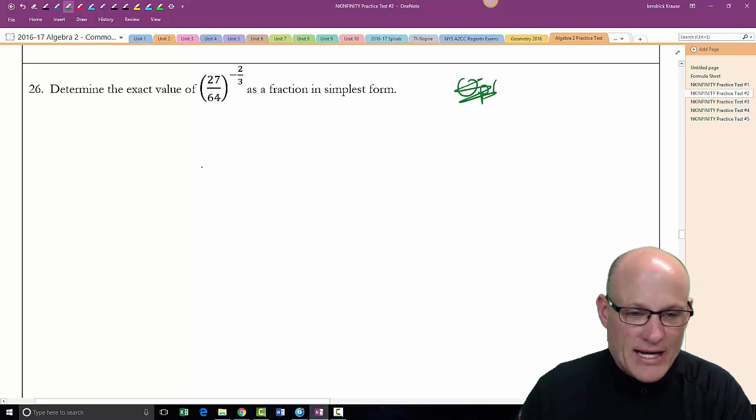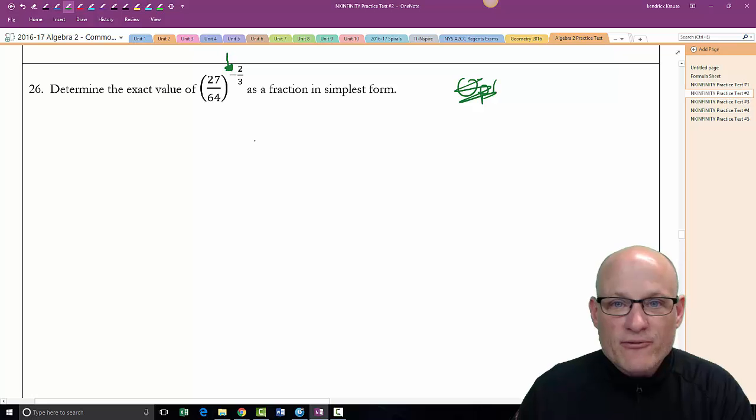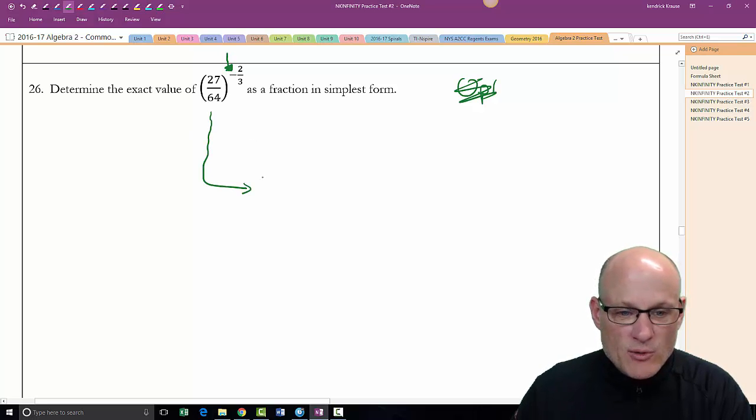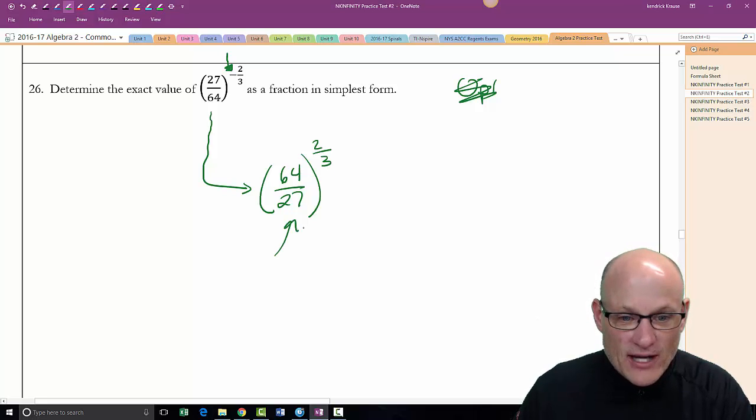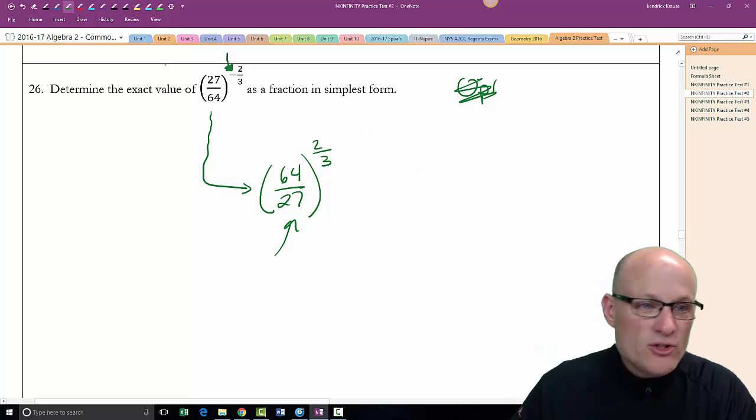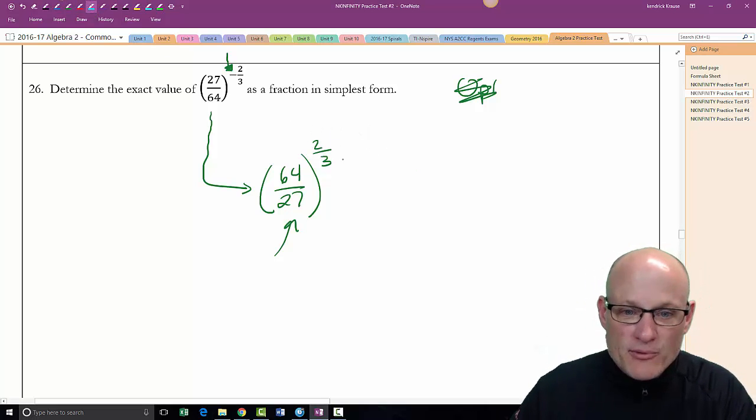Okay, so here's what we got. First things first, this negative is going to tell us that we are going to flip this thing. So the negative tells us that we're going to turn this thing into 64 over 27. Now to the positive 2/3. The only thing that flips is this fraction, because that negative means we're just going to take the reciprocal of it. Now, you have to remember what these things represent.